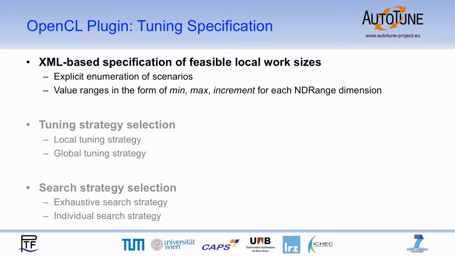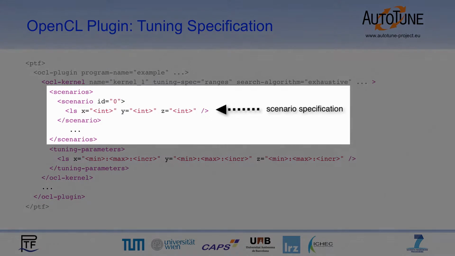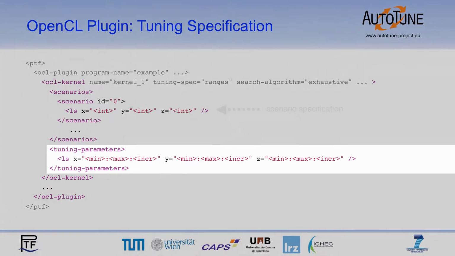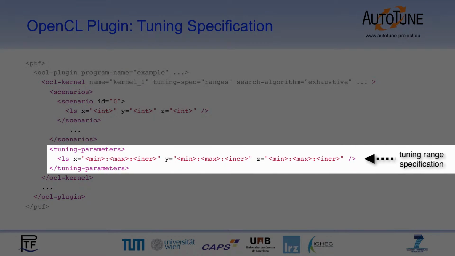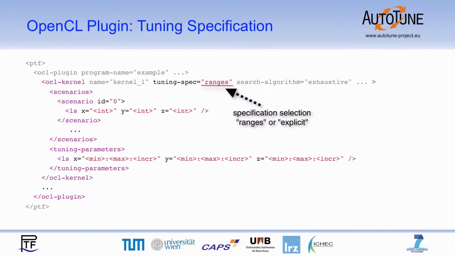XML-based NDRange tuning specification allows users to specify feasible local work sizes for each kernel in the application. The user may explicitly enumerate each scenario that is to be explored by the plugin. Alternatively, value ranges in the form of minimum, maximum, and increment may be provided for each NDRange dimension. In case both are provided, the selection is made via the tuning spec attribute.